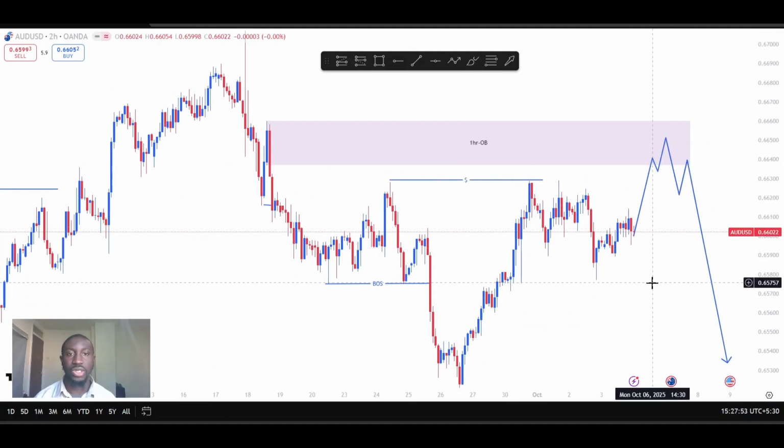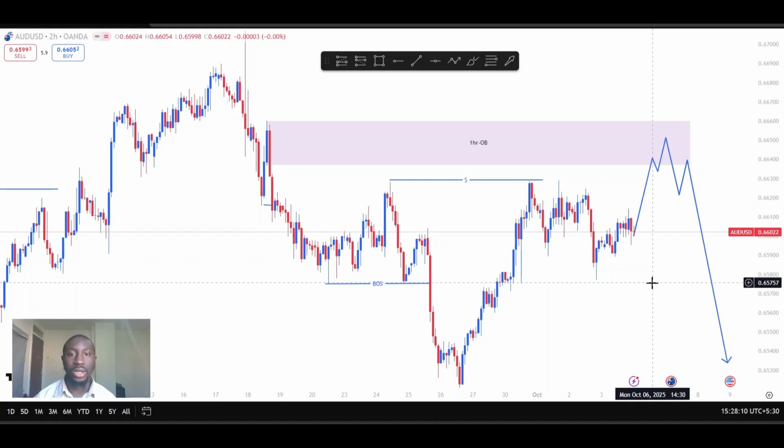Now, as a smart money trader, what are you supposed to do? After a break of structure, expect a pullback down to your 4 hour order block or your 1 hour order block to take your entries. But if you want to take your entries from that order block, you need to go to a lower time frame to wait for your change of character.